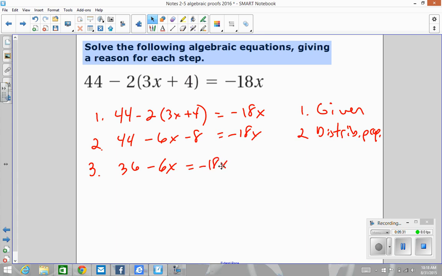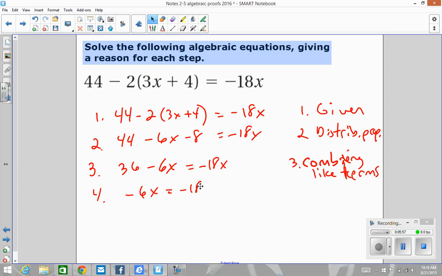6x equals negative 18x. And so that means that that would be combining like terms when you just add numbers together that are alike. Our fourth step would be to move the 36 over, so I subtract 36 to each side, so minus 6x equals negative 18x minus 36. That was subtraction property.